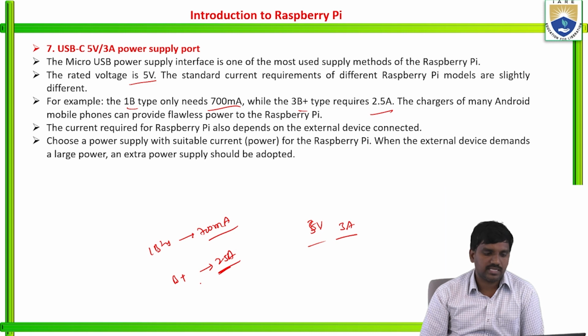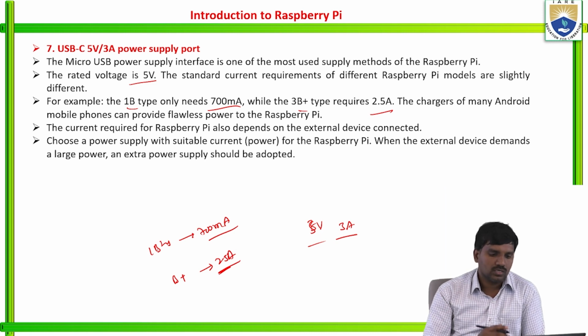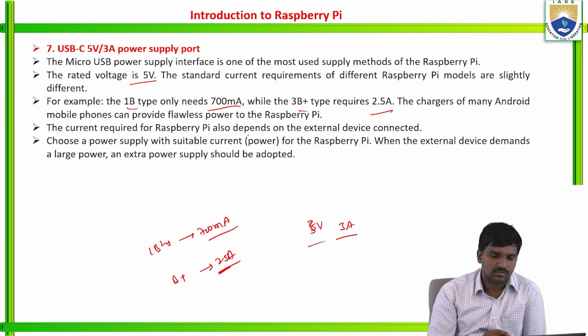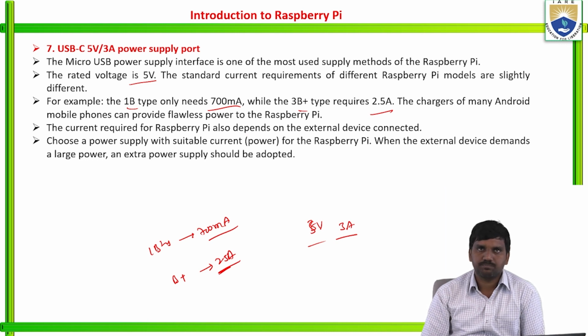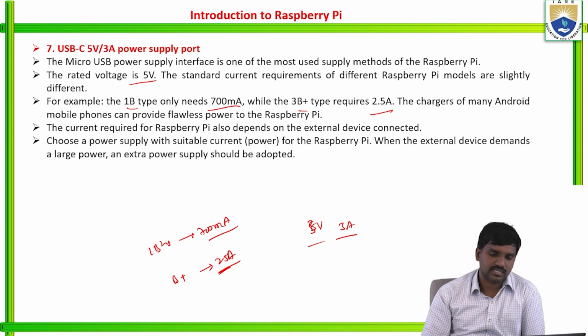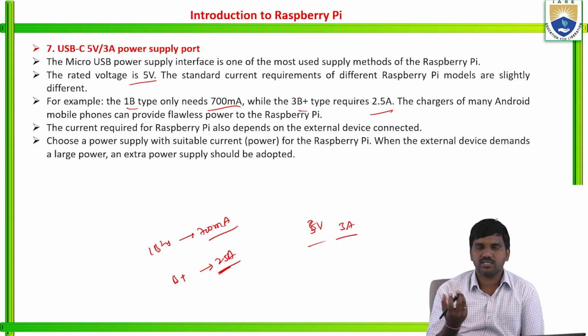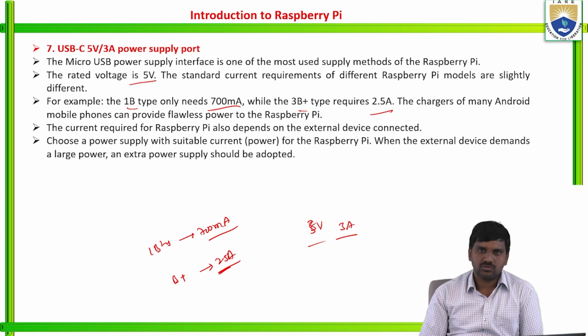The chargers of many Android mobile phones can provide flawless power to the Raspberry Pi. The current required for the Raspberry Pi also depends on the external devices connected. The more devices you connect to the Raspberry Pi, the more current it requires. So based on the connected devices, it may consume varying amounts of current.